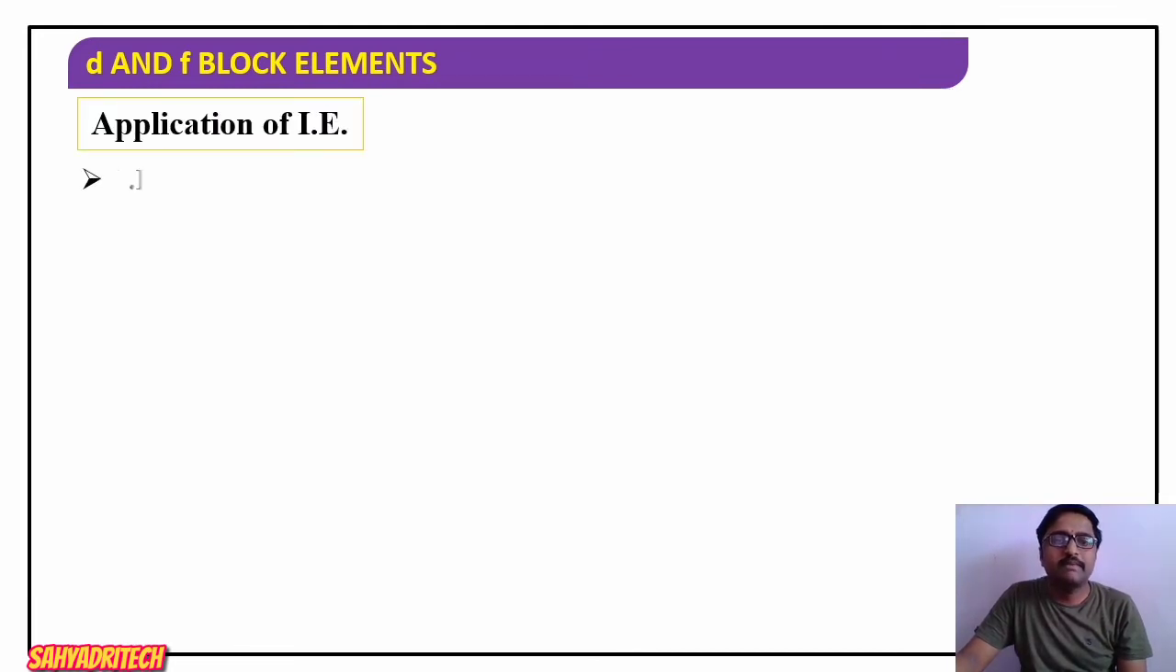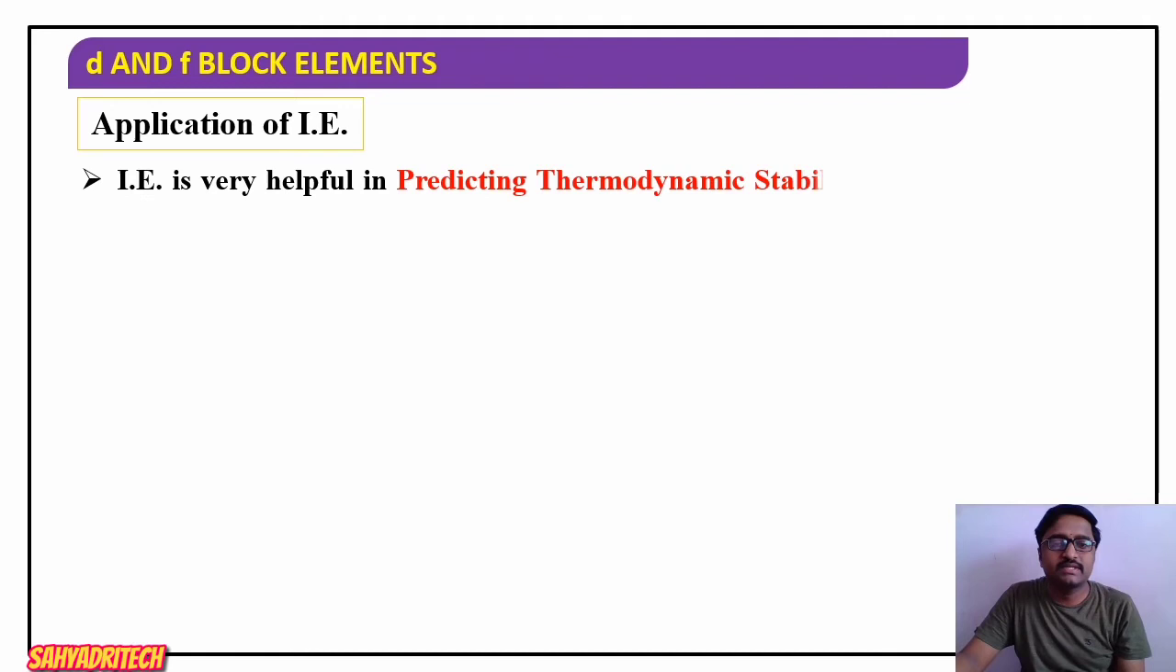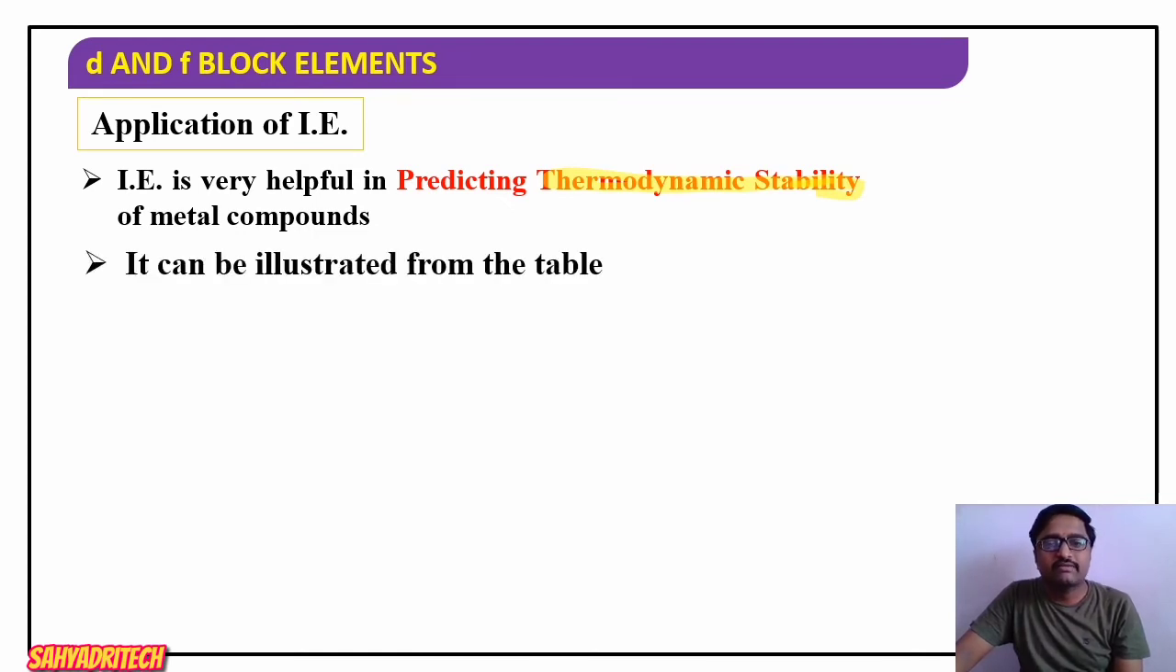Now, if you consider applications of ionization enthalpy, what are the parameters that can be predicted with its help? Ionization enthalpy is very helpful in predicting the thermodynamic stability of metal compounds. So that is one application: with the help of ionization enthalpy, one can predict the thermodynamic stability of metal compounds. Well, it can be illustrated from a table.